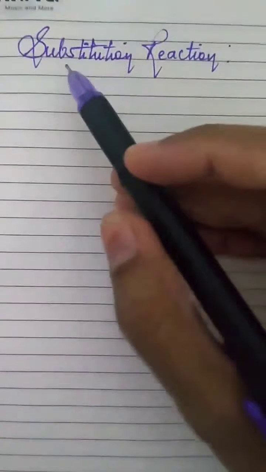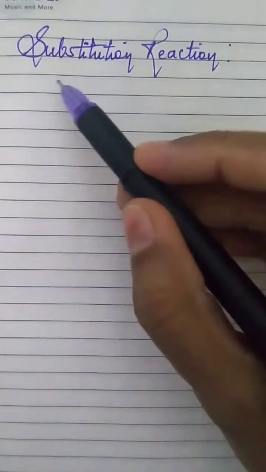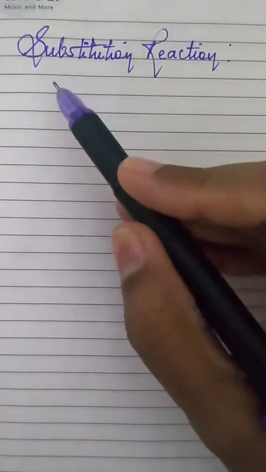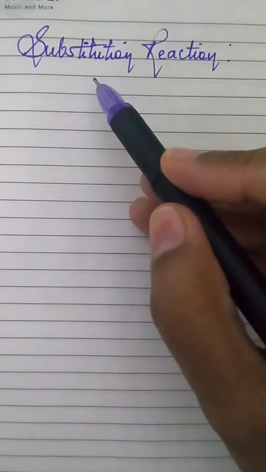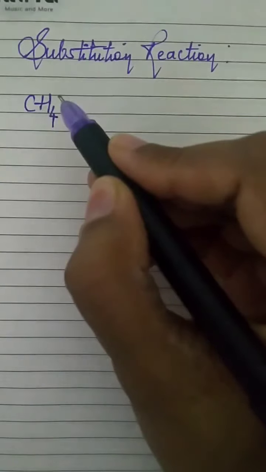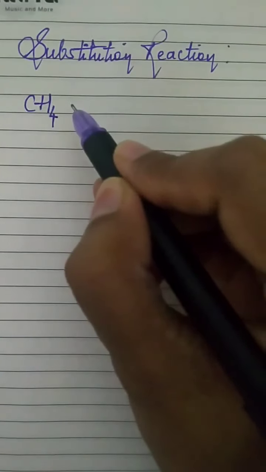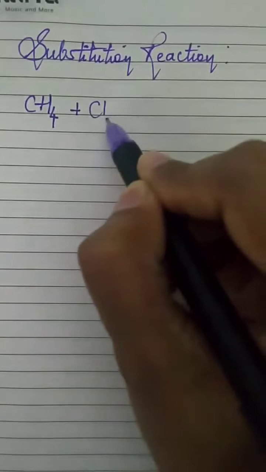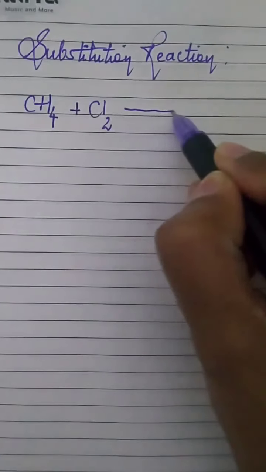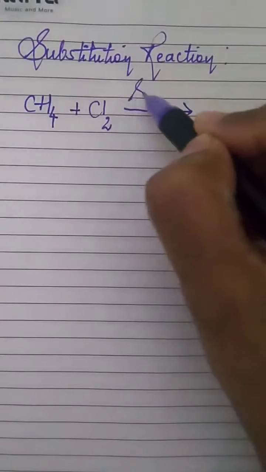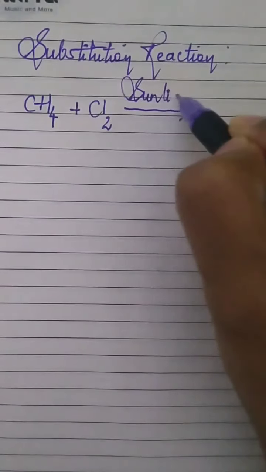The last type of reaction is substitution reaction, wherein almost all the saturated hydrocarbons have bonds that are very tough to break. But let us start with methane. For saturated hydrocarbon like methane, the bond can be broken easily if you make it react with chlorine. And we need a very important factor here, that is sunlight.